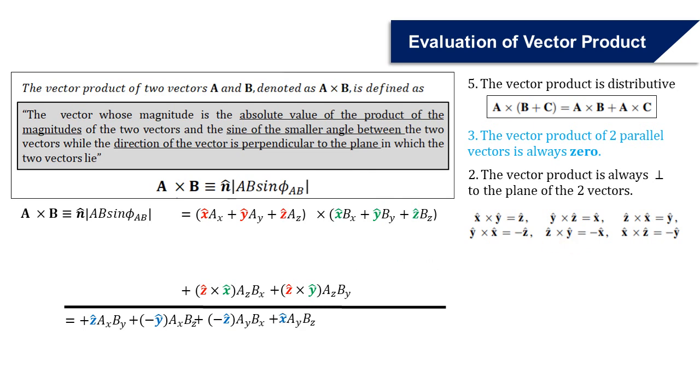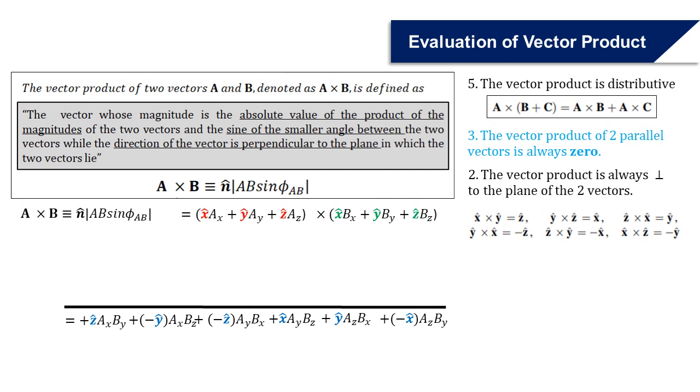Ito natin yan. And then, z hat cross x hat. This is the positive y hat. So, papalitan lang din natin yan. Then, ano pa? Lastly, we have the z hat cross y hat. So, negative x hat pala yung kapalit niya. Yan. So, now we have this further simplified evaluation of the vector product.